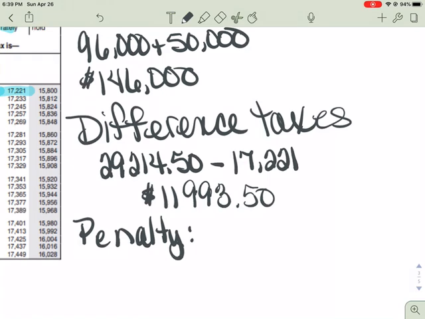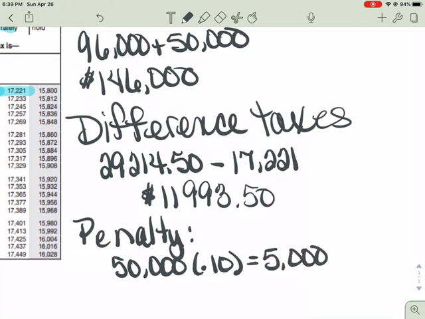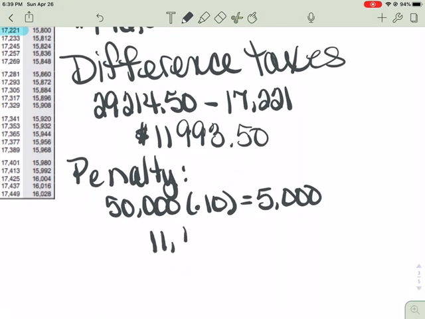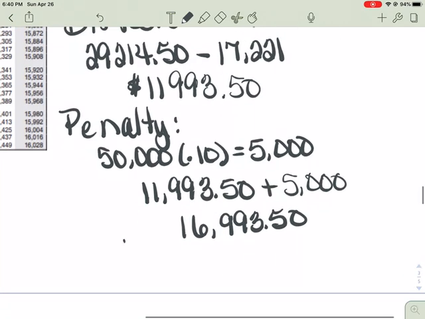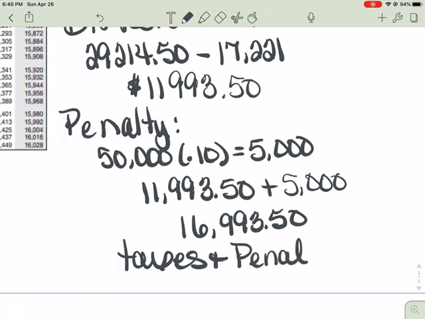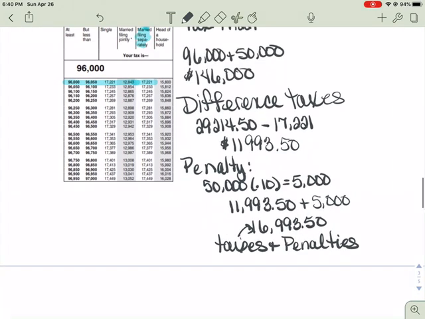Now, since he withdrew before age 59 and a half, he has to pay 10% of the withdrawal amount. So he withdrew 50,000. We're going to have to times that by 10%. So we get $5,000. So we have to add that to the 11,993. Okay, so that's $16,993.50. And this is how much he paid in taxes and penalties for withdrawing that $50,000.